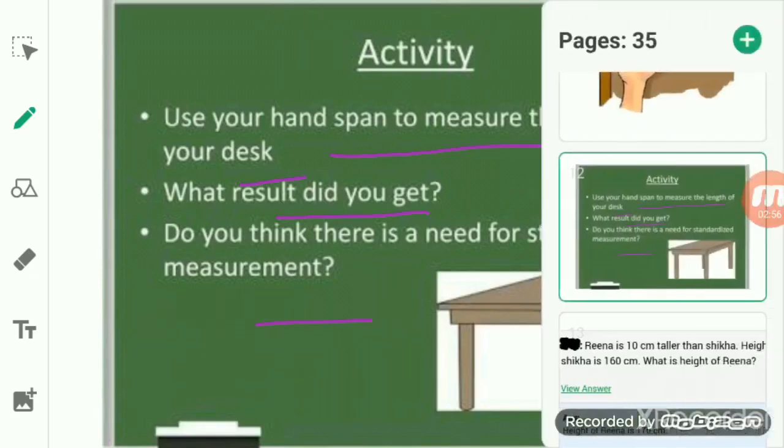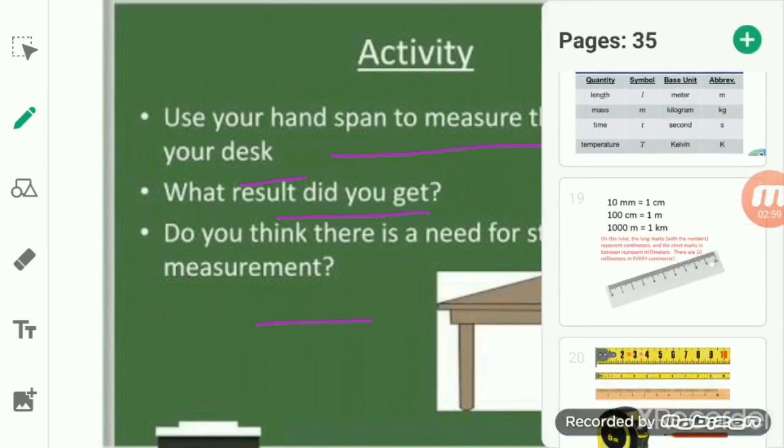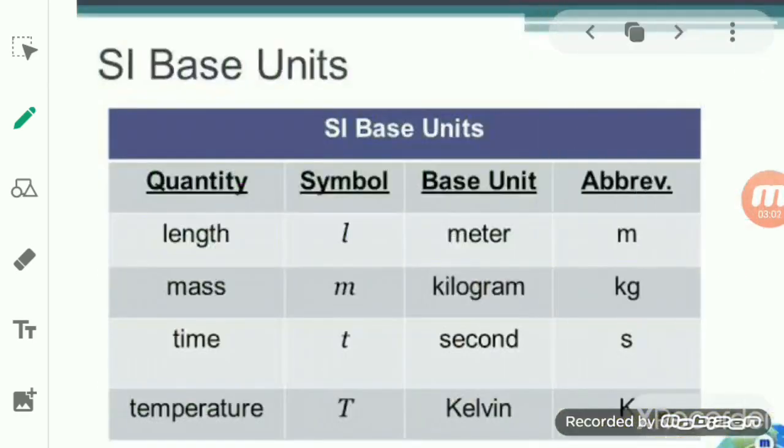So when we talk about the SI unit, students, what is it? It is the International System of Units. This SI unit was adopted in 1960. Now this system is known as the International System of Units.